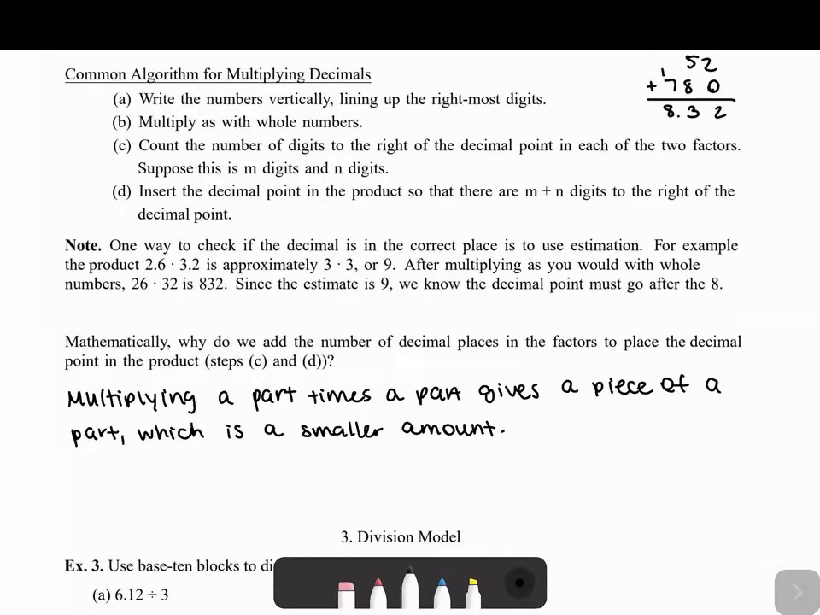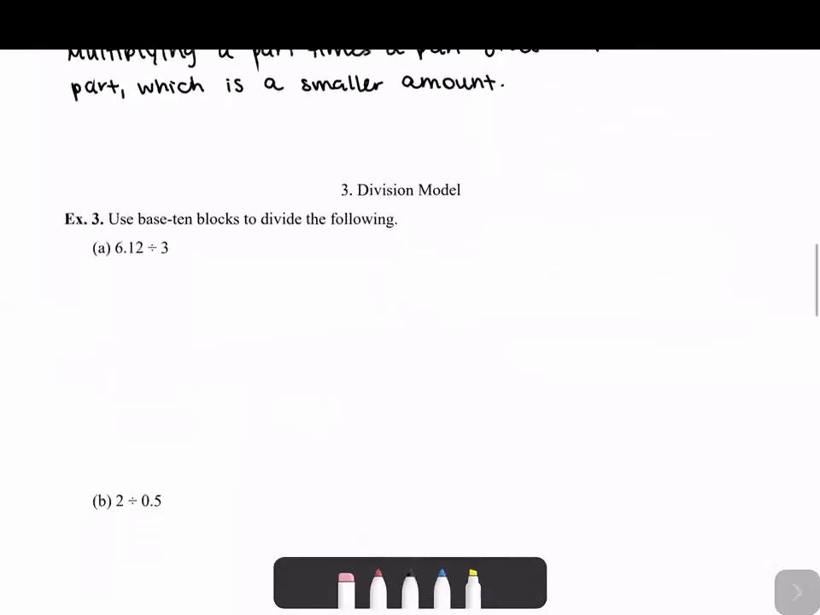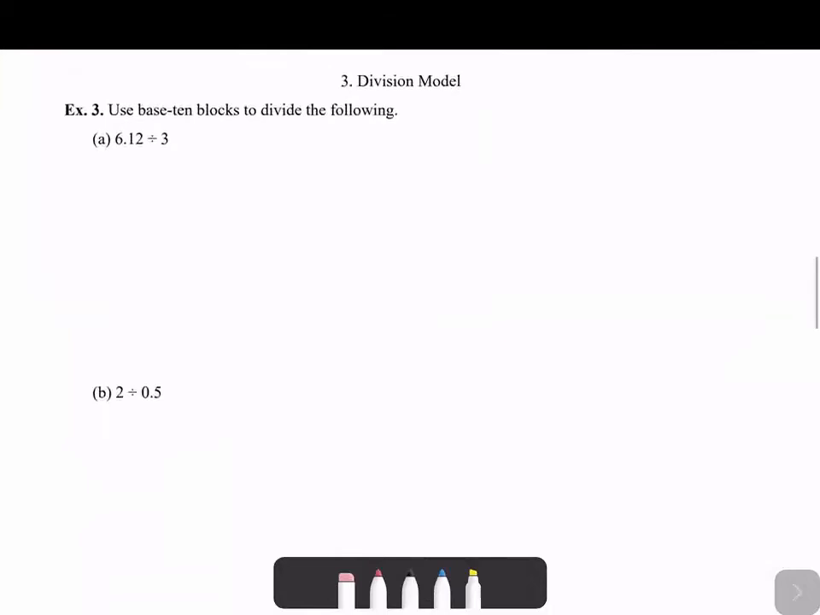Okay, so we have talked about our multiplication models and our multiplication algorithms. Now we're going to transition to talking about division models. I know that the book doesn't talk about models nearly as much as I do, but I really like to show you the models just to motivate why the algorithms work the way they do. So we're going to start talking about division by talking about division models.